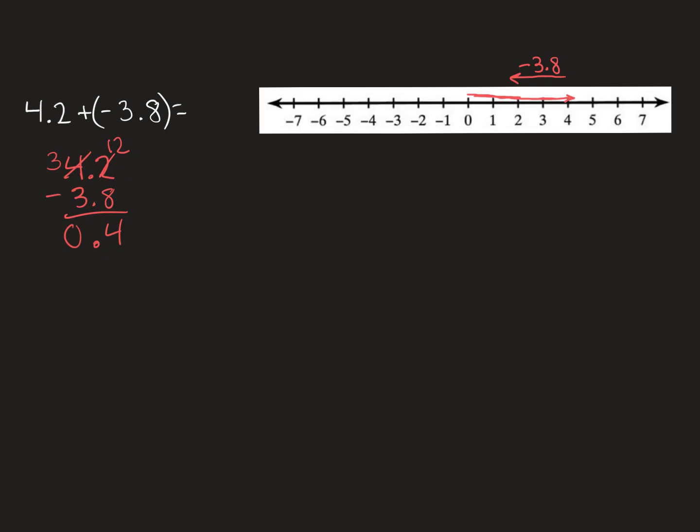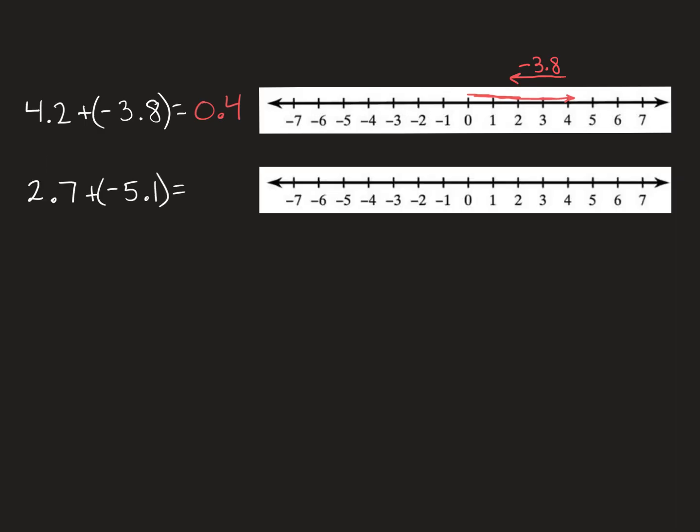Now, throughout this, we also need to recognize that as we move to the right 4.2 and then move to the left 3.8, we're not going to cross 0. So we're still in the positive realm here. And that means the answer is 0.4.